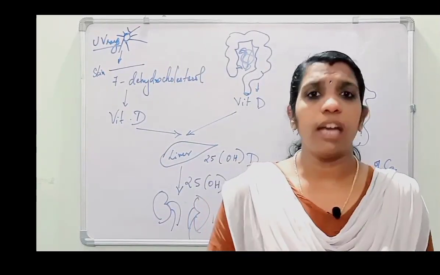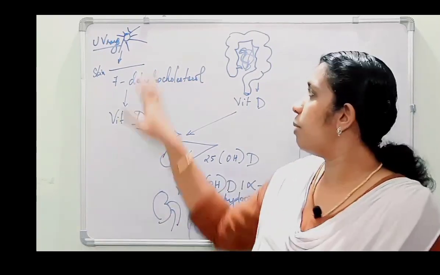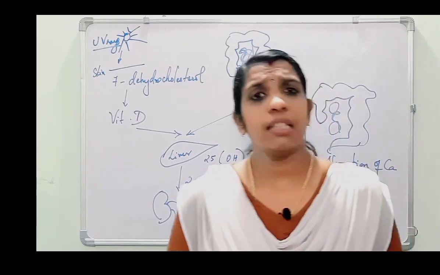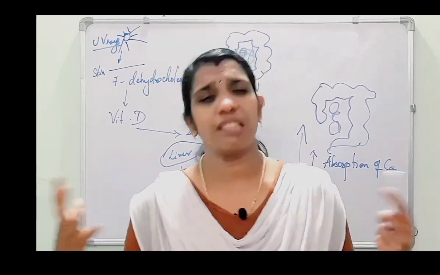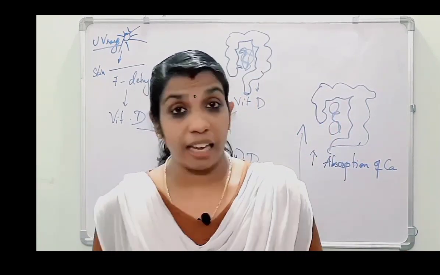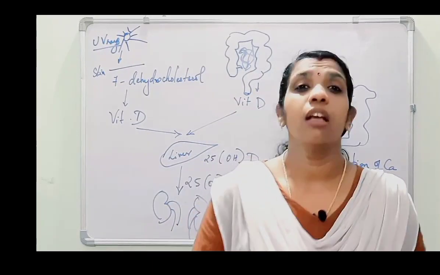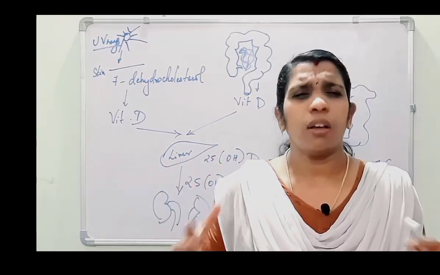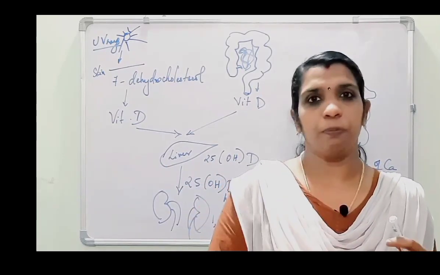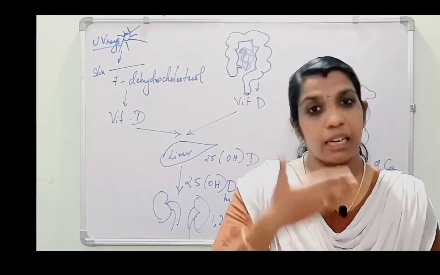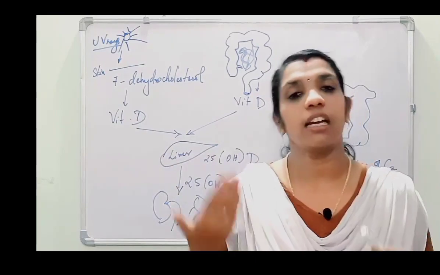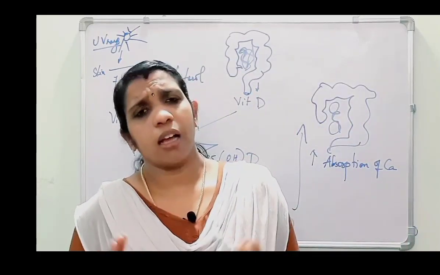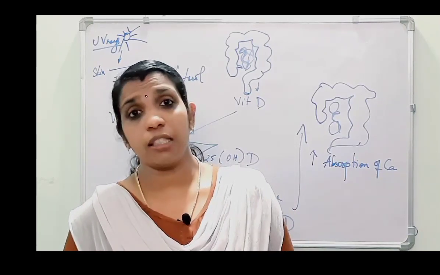We all know that the natural source of vitamin D is the sun, is it not? UV rays. Nowadays people are sitting inside AC rooms and working. Students are sitting inside the room and studying. So we are not in contact with the sun, we are getting less UV rays to the skin, and we are getting reduced vitamin D.